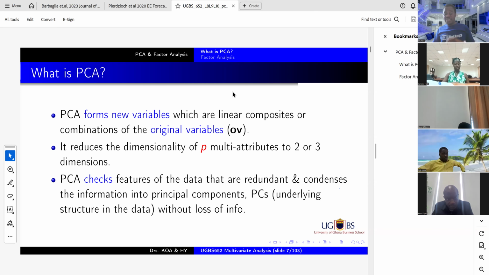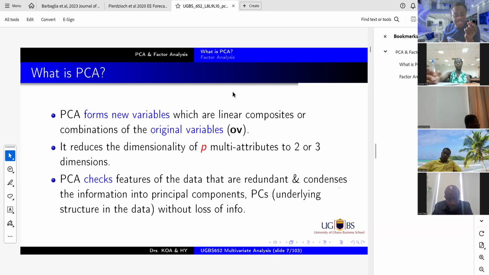Now, PCA will do the same thing. It will reduce the dimensionality of P multi-attribute variables, as many of them, to just 2, or to just 3, just a few dimensions. If it is just 2, then it's bringing them back to the XY graph, a Cartesian plane. The dimensionalities are many, and it brings them down. PCA will check the characteristics of the data, determine those that are redundant, and condense the information down to what are known as principal components.